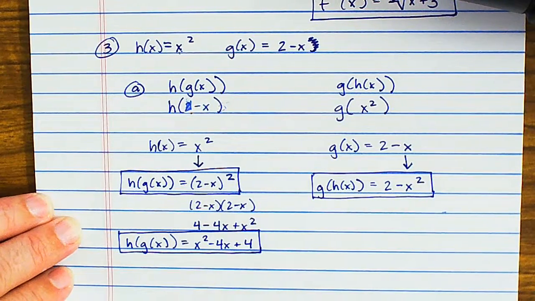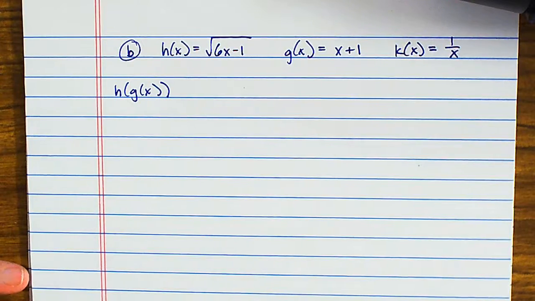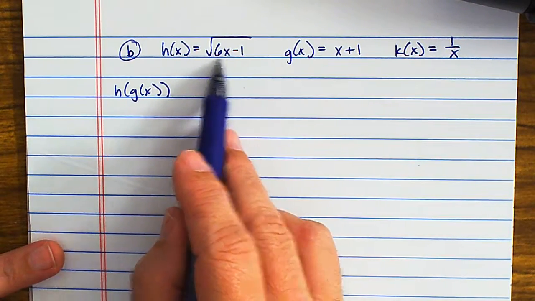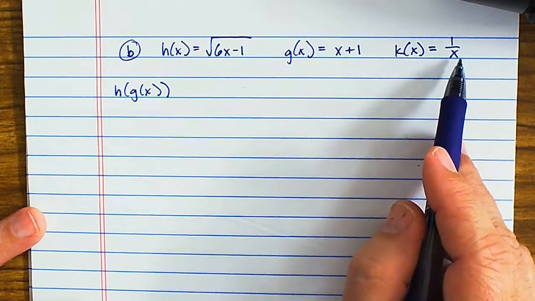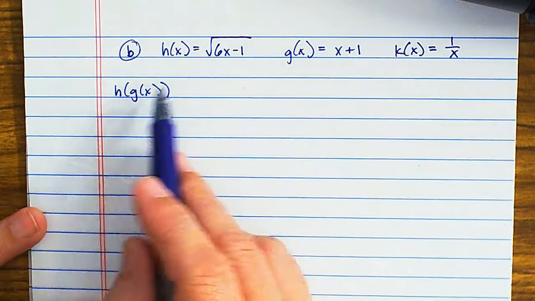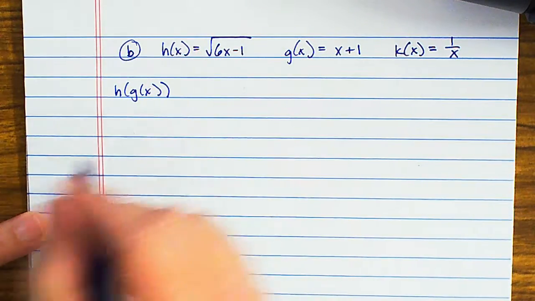Okay, I'm going to pause it and then rewrite the next one. All right, part B on number 3 says h of x is square root of 6x minus 1, g of x is x plus 1, and k of x is 1 over x. Now we got 3 different things to do. They get progressively harder as we go. So we'll start with this one.